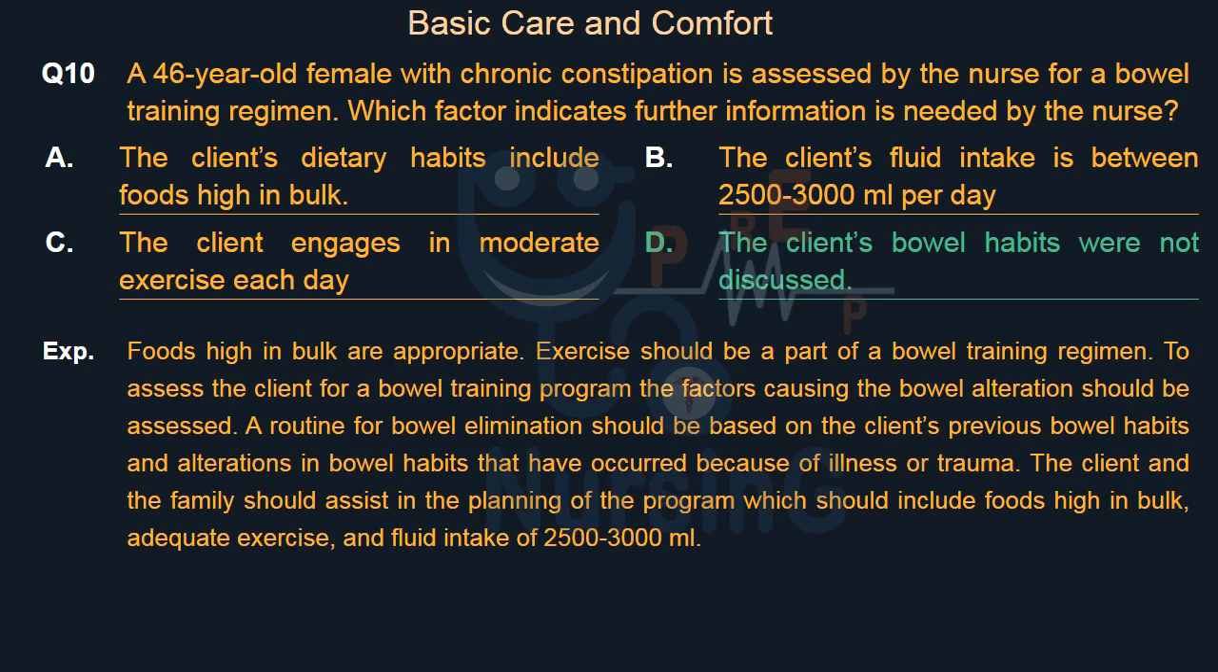To assess the client for a bowel training program, the factors causing the bowel alteration should be assessed. A routine for bowel elimination should be based on the client's previous bowel habits and alterations in bowel habits that have occurred because of illness or trauma. The client and the family should assist in the planning of the program, which should include foods high in bulk, adequate exercise, and fluid intake of 2,500 to 3,000 milliliters.